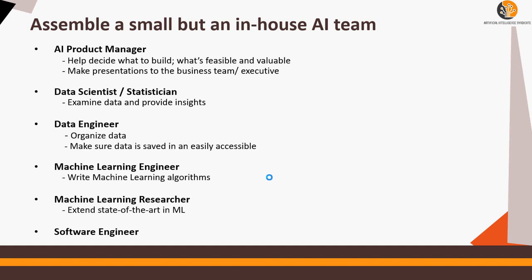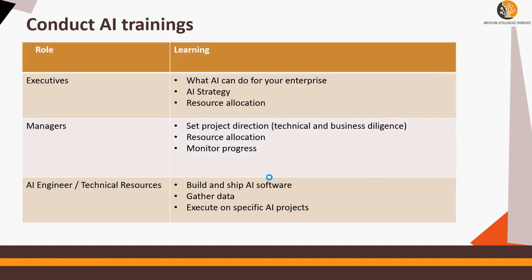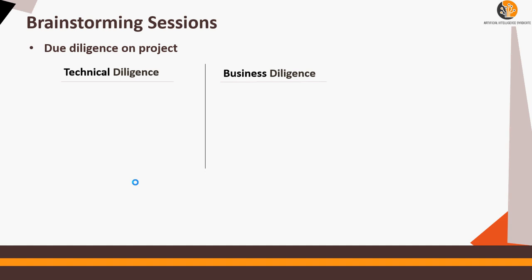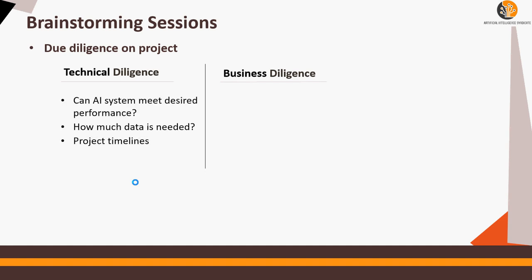Then AI trainings for executives, managers, and AI engineers and technical resources. This material is taken from Baidu.com, and I've put together multiple things. Brainstorming sessions, due diligence on the project. There are two types of due diligence: technical due diligence and business due diligence. Technical is more around data, AI system performance, and business is how you can increase revenue, lower cost, and think of tasks to be automated.